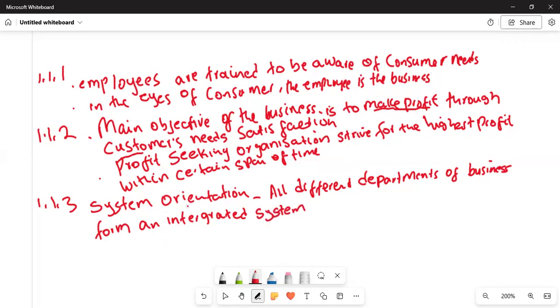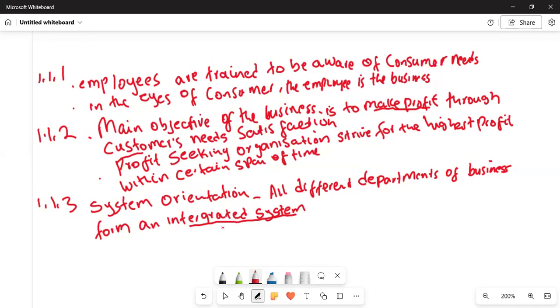So we are talking about where different departments work together towards one common goal. We can talk about the purchasing department, the production department, the financing department, the public relations department. All these departments come together to reach one common goal. So all departments of business form an integrated system. In an organization, we have different departments, for example the purchasing department.